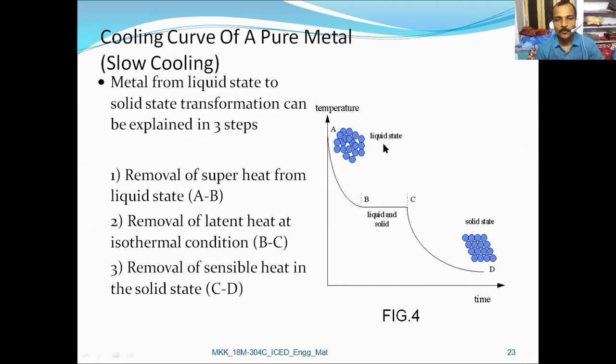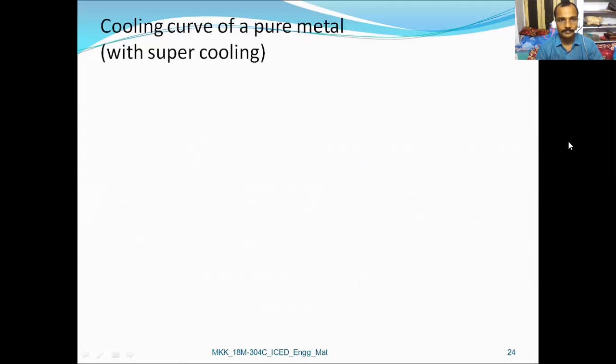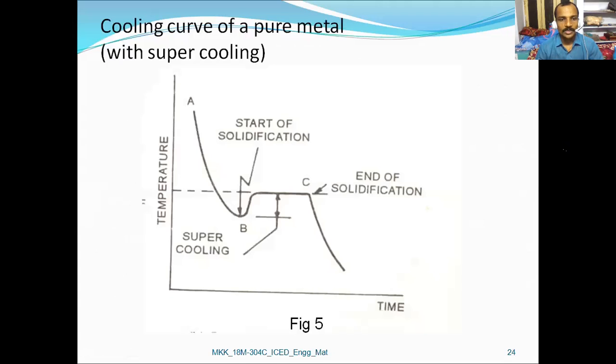So removal of superheat A to B, latent heat B to C, C to D is sensible heat removal. So these 3 heats removal changes a substance from liquid to solid state. So here in the same graph from A to B where the solidification starts, and at C the solidification ends.